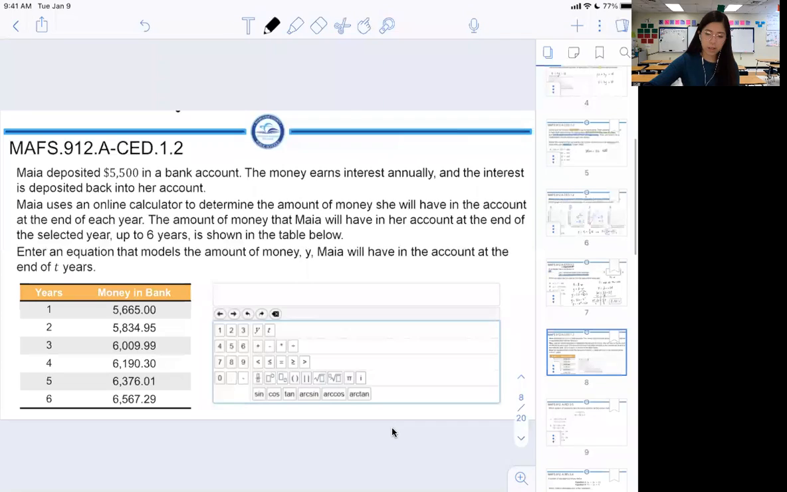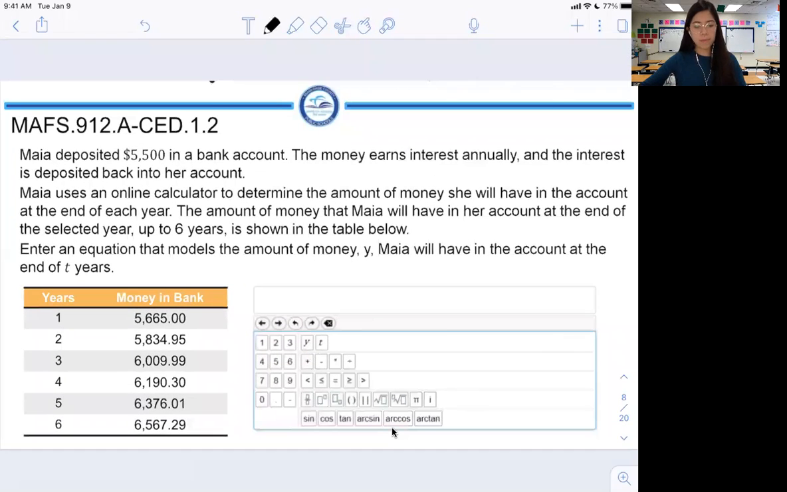Okay, another one, let's see. Maya deposited $5,500 in a bank account. The money earns interest annually, and the interest is deposited back into her account. We kind of talked about this one day, where if you put money in an account and it earns interest, that means that it grows. Maya uses an online calculator to determine the amount of money she will have in the account at the end of each year.